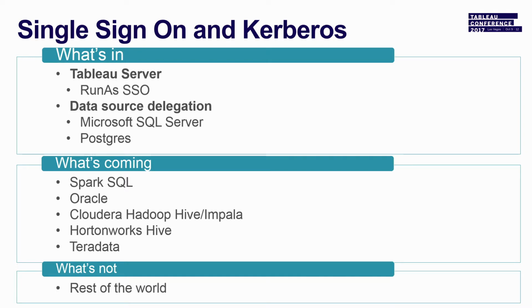And what is not there is the rest of the world that Johnny just showed you. Why is it not there? It could be various reasons. It might be that the data source itself doesn't support Kerberos very well. It might be that the data source doesn't support Kerberos on Linux. It might also be that currently it's a bit lower priority on our list based on the demands we are getting from you guys.